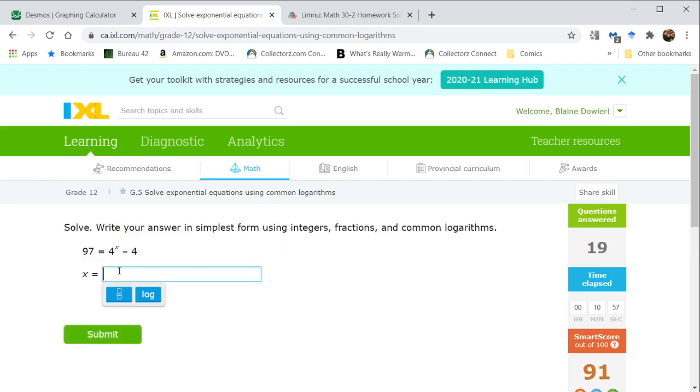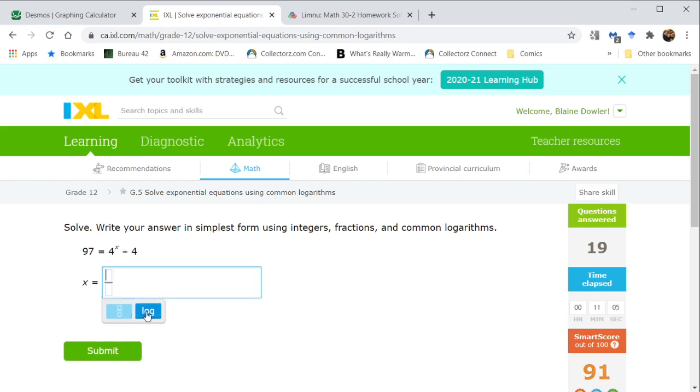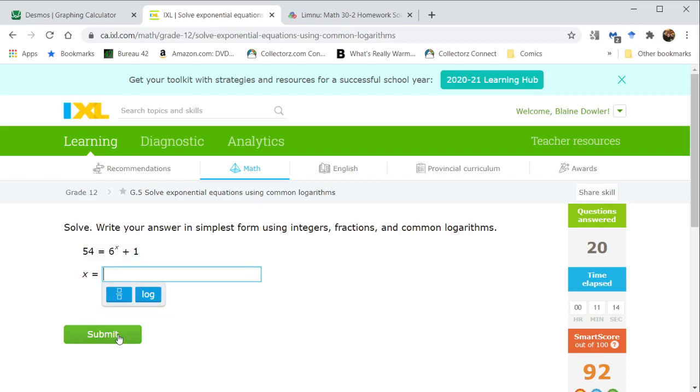And now one more question in our challenge zone. So we add 4 to both sides, we get 101 equals 4^x. So then x equals the log of 101 divided by the log of 4. And that concludes assignment 2. With assignment 3, we will go all the way to mastery, however many questions that takes.